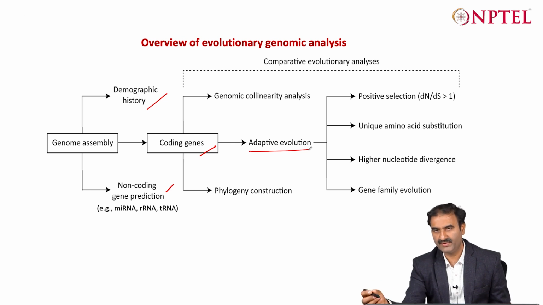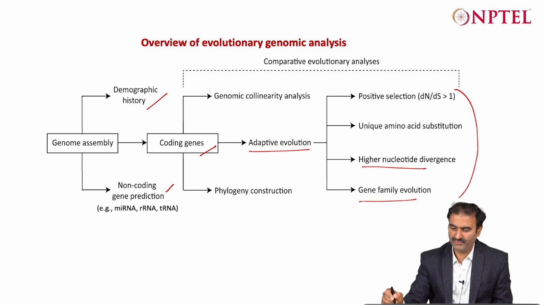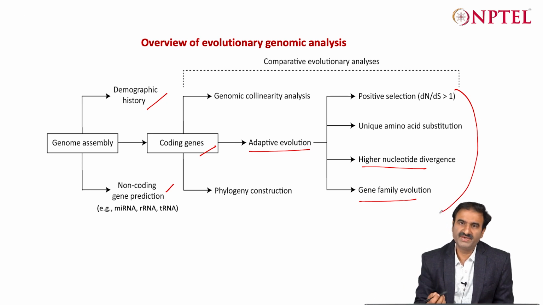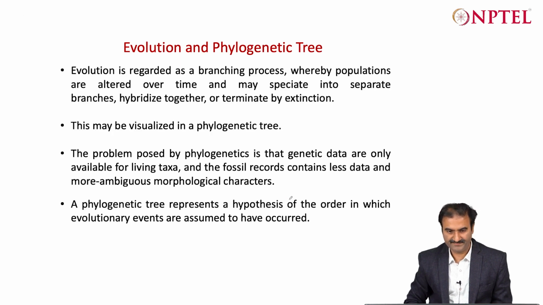various parameters such as positive selection, unique amino acid substitution, higher nucleotide divergence, and gene family evolution. We will be discussing all these four methods later, and use all this information genome-wide, or for a particular set of genes, or for orthologs, by constructing a phylogenetic tree of the species that we are doing the comparative analysis on.